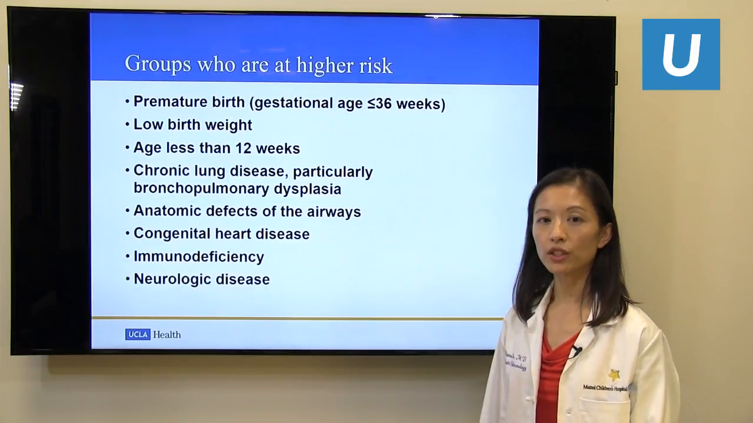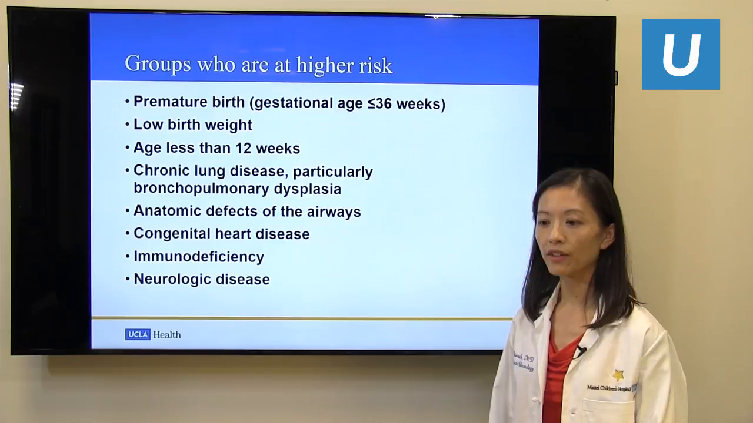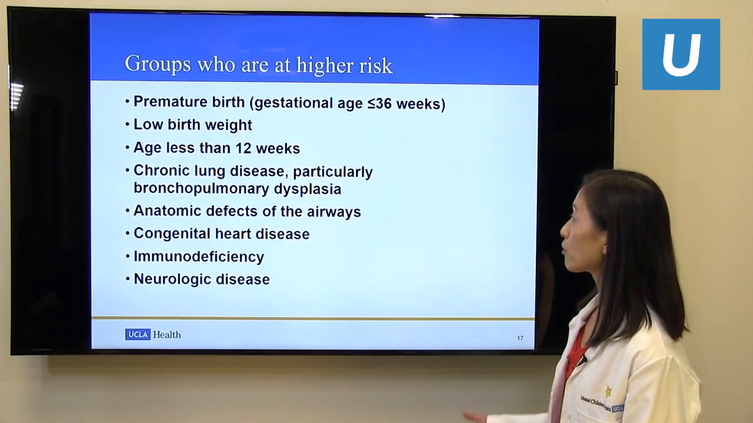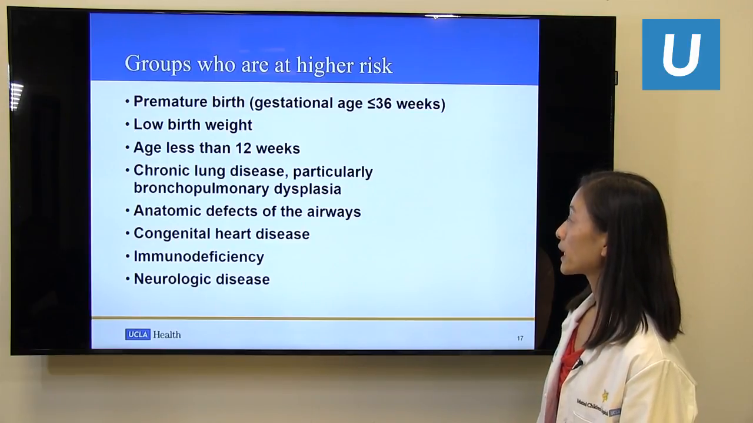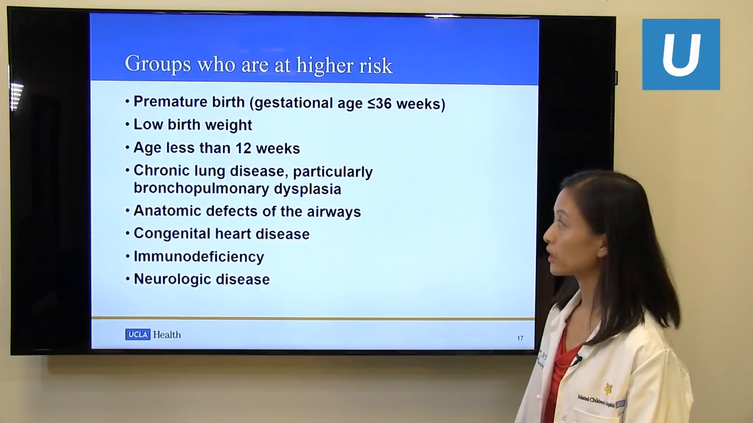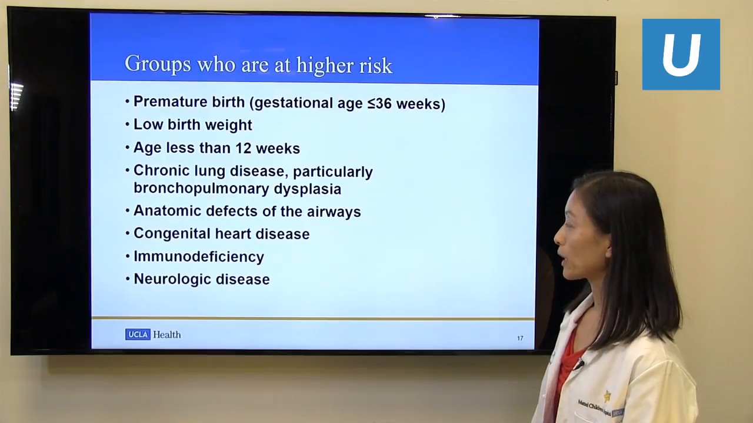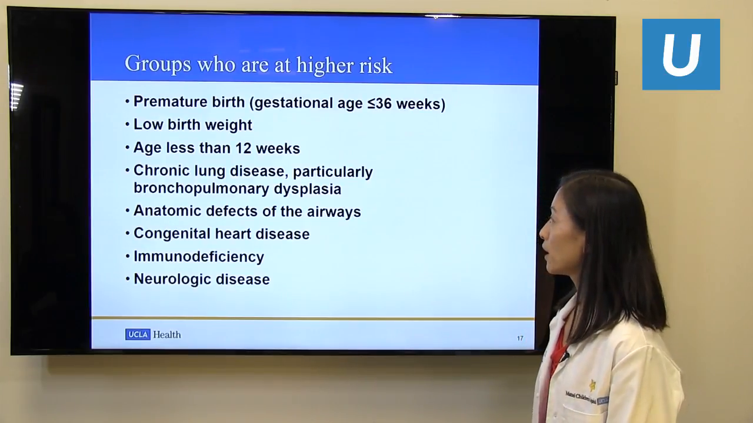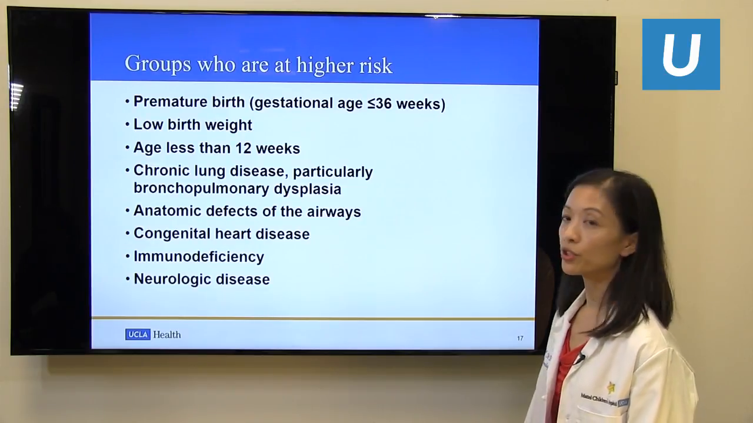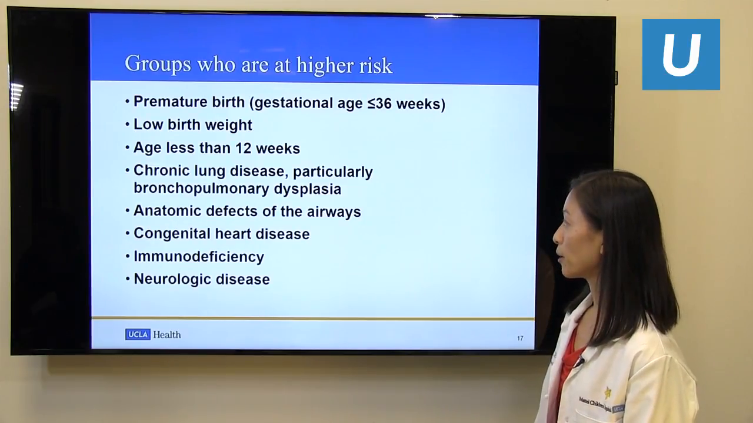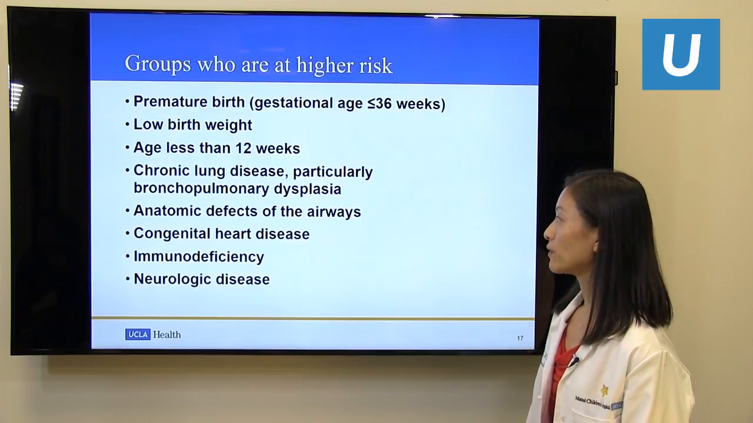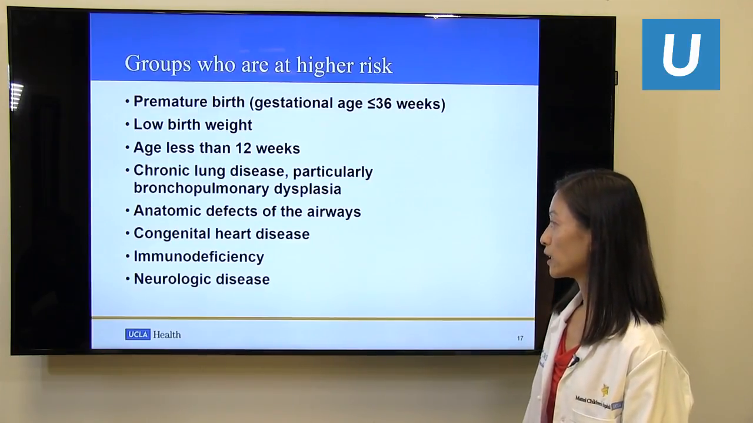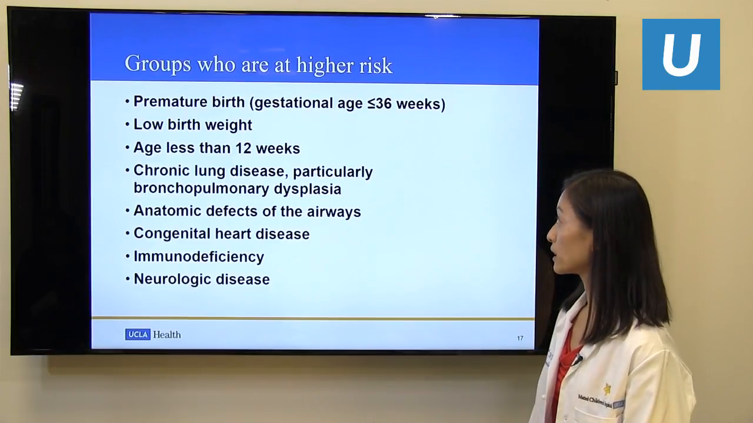And the groups that I mentioned earlier that may have a prolonged episode or duration of illness include high-risk groups such as premature birth, kids that are born less than 36 weeks gestational age, low birth weight. They've been diagnosed with bronchiolitis at less than 12 weeks of age. They have chronic lung disease of prematurity, particularly bronchopulmonary dysplasia. They have anatomic defects of the airways, congenital heart disease, immunodeficiency, and neurologic diseases.